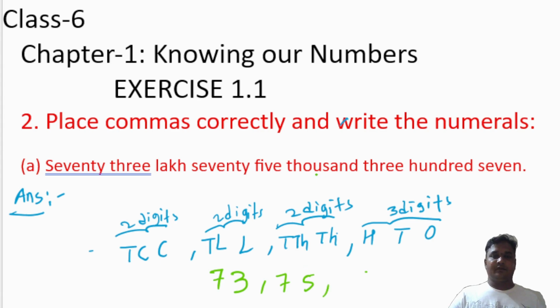Then 307. So in the 100s place how much is there? 3. In the 1s place how much is there? 7. So 307, here the 10s place nothing is there, so that will be 0. So this is our required answer, 73,75,307. First we have to place the comma after 3 digits, then 2 digits. So our answer will be 73,75,307.